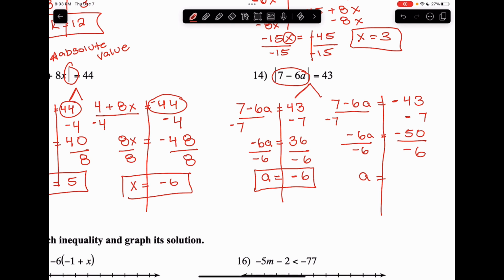And a will equal, two negatives will cancel out to be a positive, and 6 does not divide 50 evenly, but I can simplify. I know that they're both divisible by 2, and so if I divide 2 to the top and the bottom, I will get 25 over 3 for that answer. Don't be scared of fractions. They can happen. And you don't have to write it as a decimal or plug it into your calculator. You just have to leave it as an improper fraction.